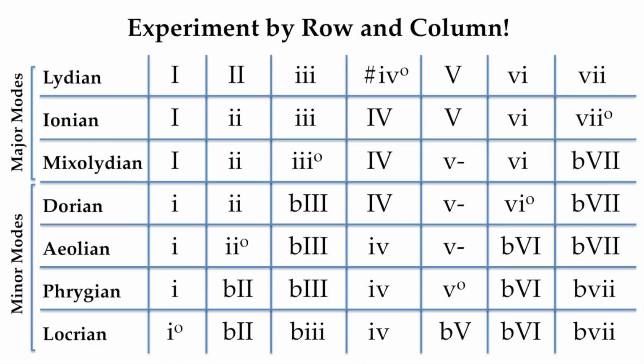Okay, and that's it. So what you can do now is just take this chart here and go row by row, write songs in different modes, or you can go column by column and borrow chords from other modes and bring them in. And what you can do is just experiment around and figure out what sounds cool for you.